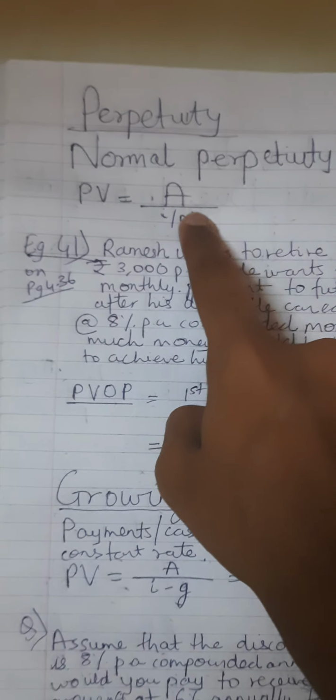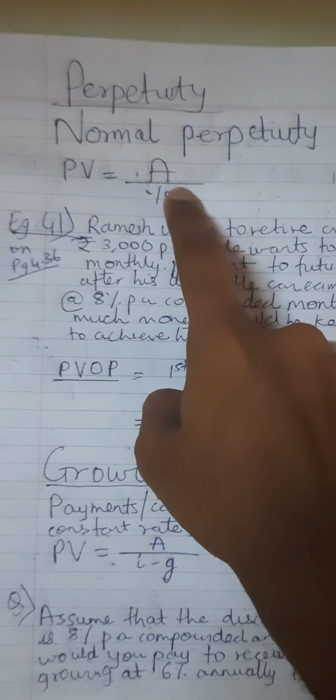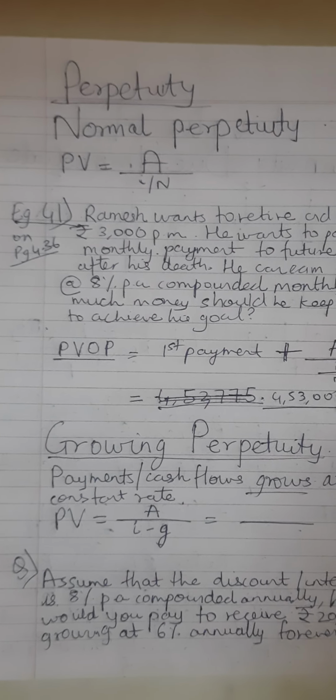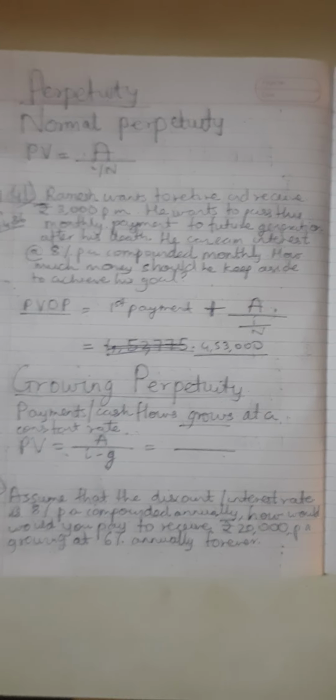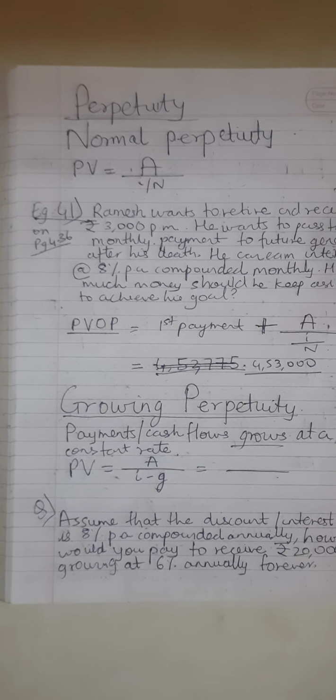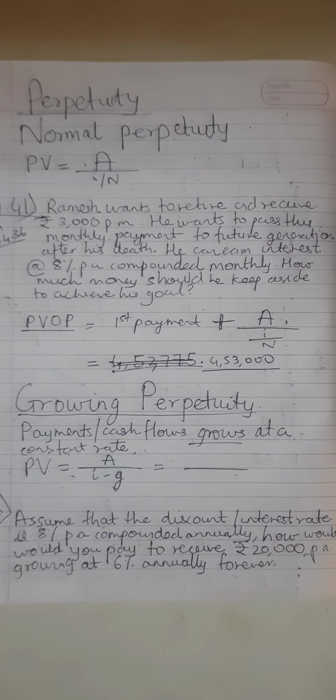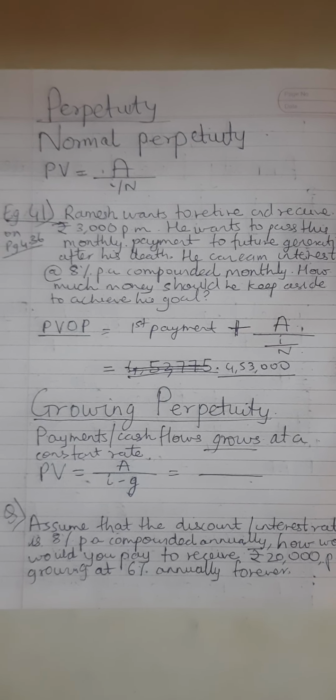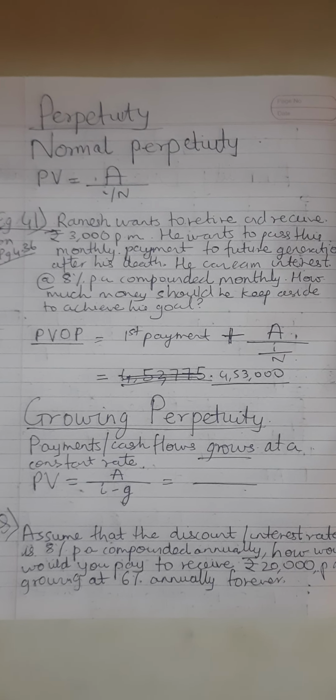A is the annual cash payments or cash receipts or cash flows. I is the rate of interest in decimal, and N refers to the number of compounding periods per annum. And this is a question, example 41 on page 4.36. So you can read this question. How much money should he keep aside to achieve his goals?